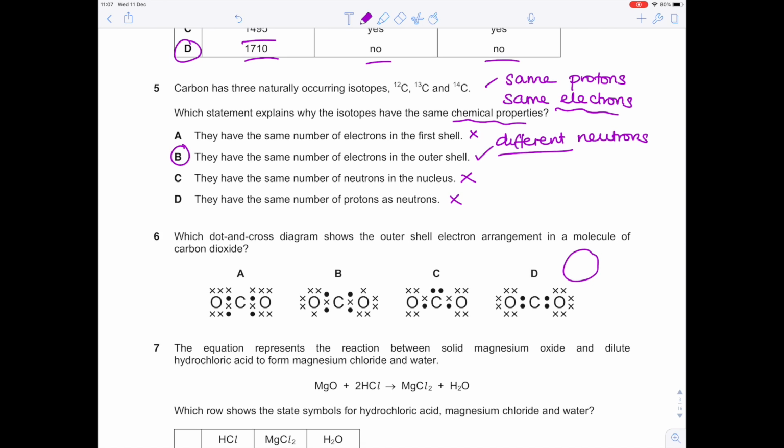I'm just going to draw carbon dioxide over here so you can see how I've arrived at my answer. Carbon has 4 electrons in its outer shell. I know that carbon dioxide has double covalent bonds, so I'm doing this. And then oxygen has 6 electrons in its outer shell. Which diagram matches mine? It's A.